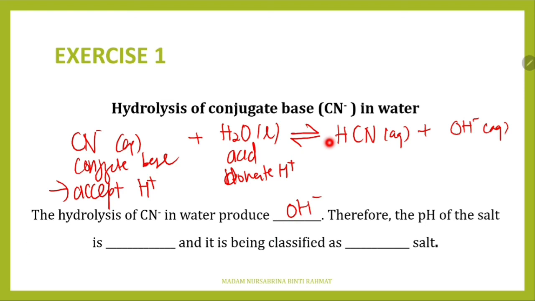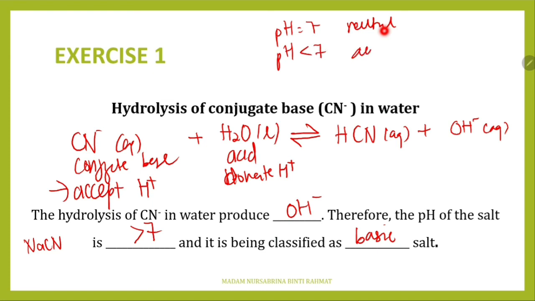So through the hydrolysis of your cyanide ion in water, it releases OH negative. Therefore, the pH of our salt here, NaCN, is greater than 7. So it is classified as a basic salt. We don't set a specific value for the pH because that involves calculation or carrying out an experiment. So we just label it as pH equal to 7 for neutral, pH less than 7 for acidic salts, and pH more than 7 for basic salts.